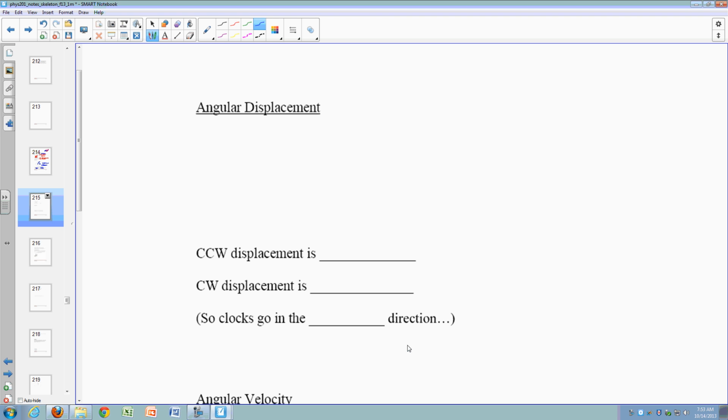Now angular displacement is just the difference between our final and initial. So angular displacement we'll call delta theta, and it's just going to be theta final minus theta initial. Or sometimes we'll call this theta 2 minus theta 1. Either one is correct. The thing about displacement, though, you have to make sure you get the signs correct. Because you remember with linear displacement, to the left was negative and to the right was positive. Well, for angular displacement, counterclockwise displacement is positive and clockwise displacement is negative.